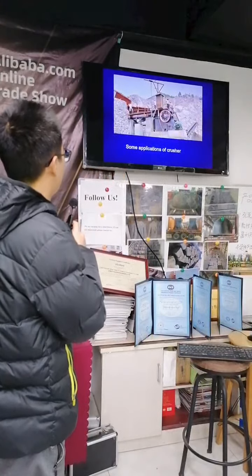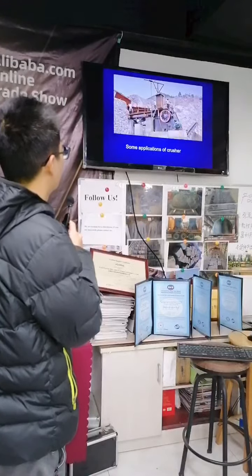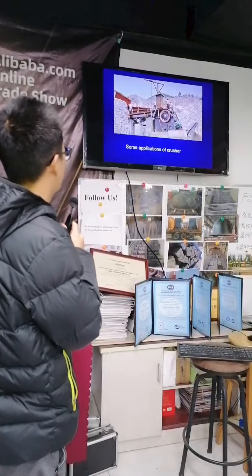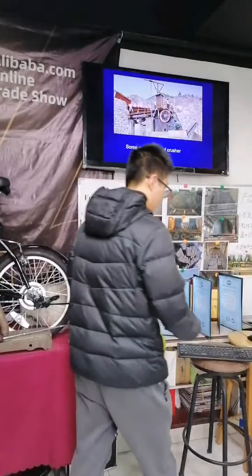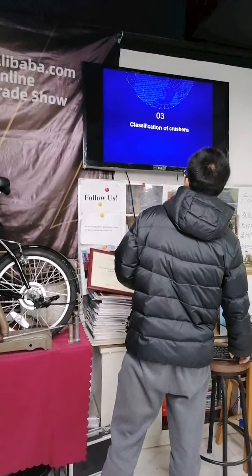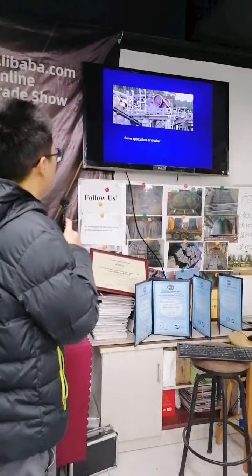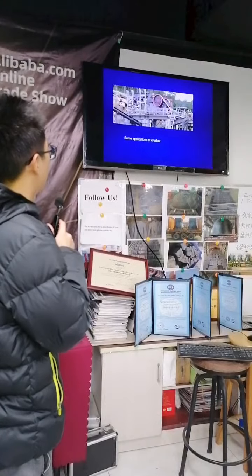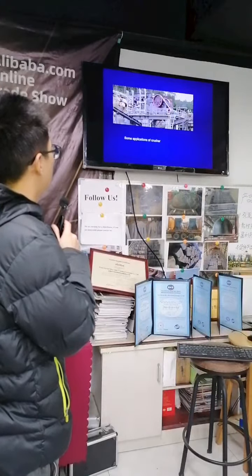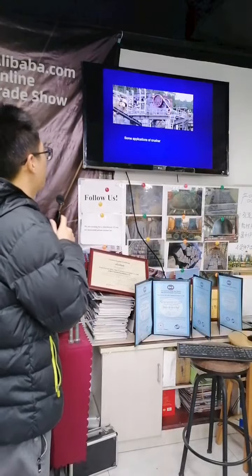Here is the appearance of the crusher and its geographical environment. You can see the general appearance of the crushing equipment under the mountainous geographical environment.